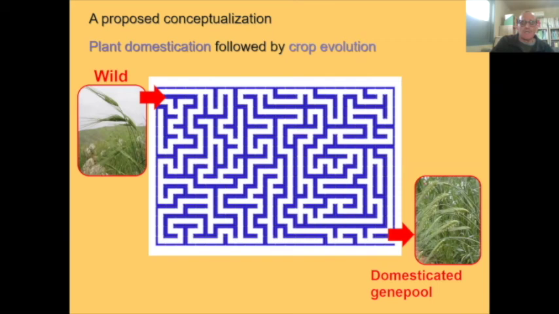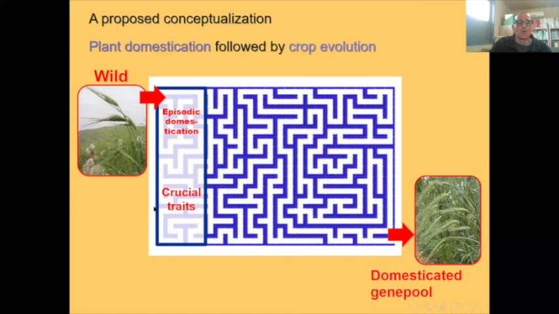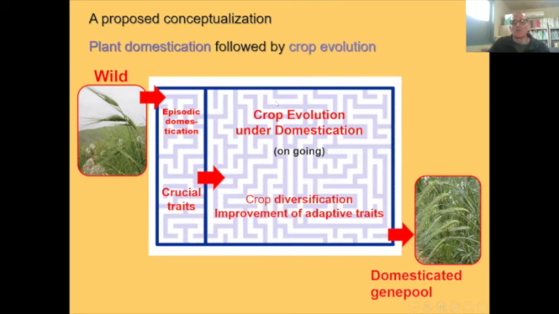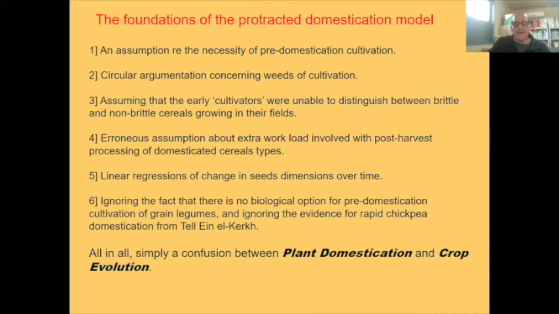And during this short time, the crucial traits were manipulated by the domesticators, followed by the protracted crop evolution under domestication. So protraction can be attributed to the post-domestication processes and should not be attributed to the episodic domestication period. And I'm not sure it is needed in this context.